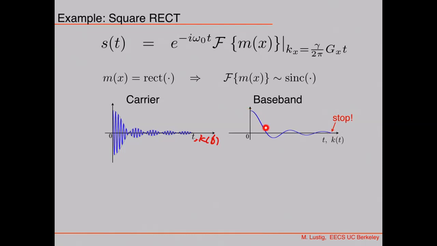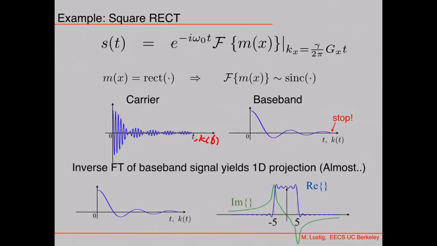So this is the data that I've collected for an object that was a rect. If I apply a gradient in x and I excite and collect data, the data that I'm going to receive from my analog to digital converter is going to look like a sinc that starts at 0, like half a sinc effectively, and then I'm going to stop at a certain time and stop collecting data. Does that make sense?